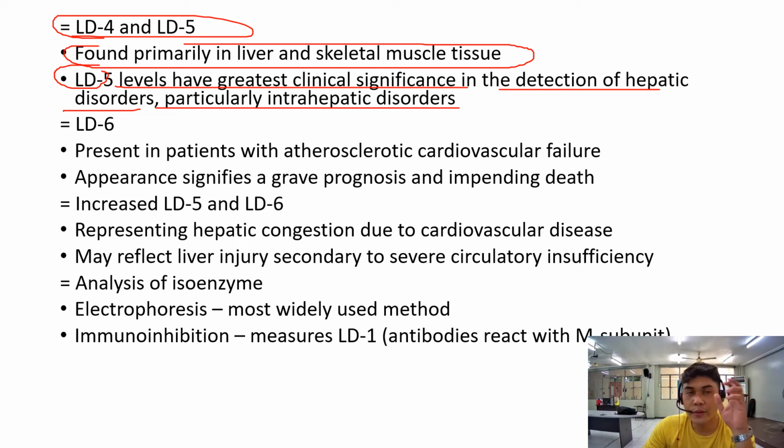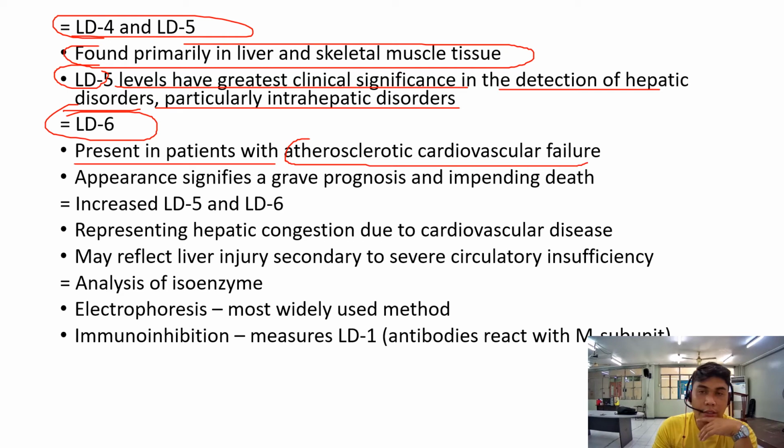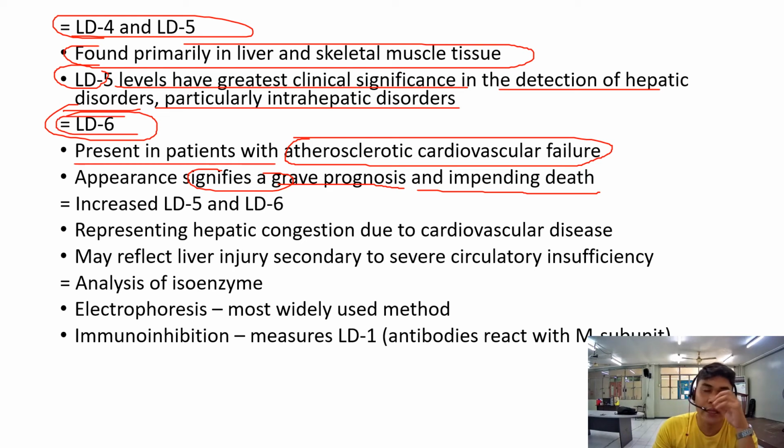Now, there's also another isoenzyme of lactate dehydrogenase, the LD6. So LD6 is not a normal isoenzyme of lactate dehydrogenase. It is present in patients with atherosclerotic cardiovascular failure. And it will appear, okay, in your plasma or in your blood, and the appearance of LD6 signifies a grave prognosis and impending death of the patient. Okay, so this is not a normal isoenzyme of lactate dehydrogenase.